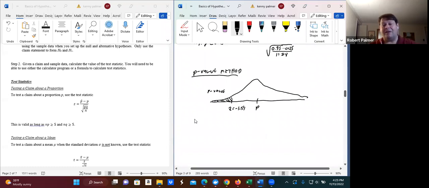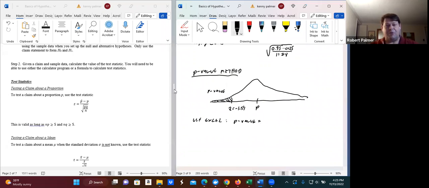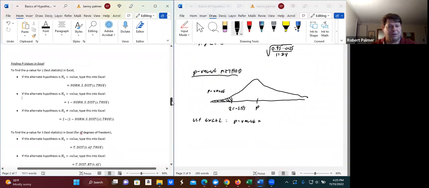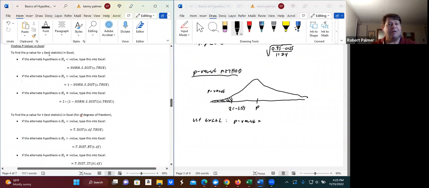Now, to find that, we're going to use Excel to find the P value. I gave you the instructions how to do that. We'll open up Excel and do this in a moment. So finding p-values in Excel for a Z test statistic, that's what we're looking at right here. Now we follow this case. In this case, the alternate hypothesis is H1 less than the value. That's what we're using right here.